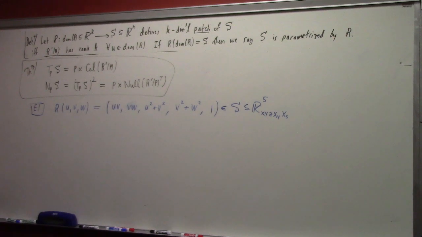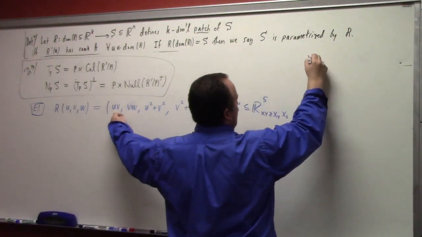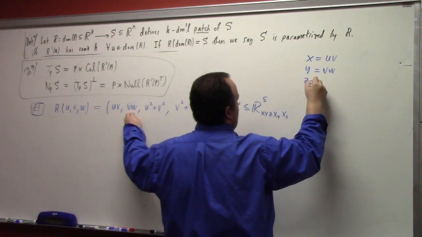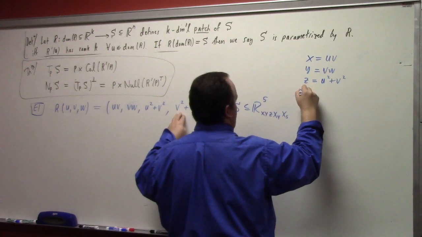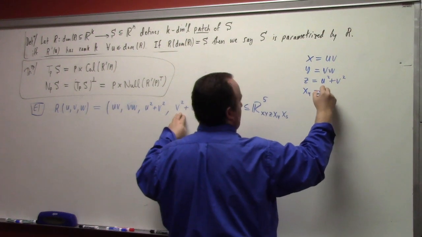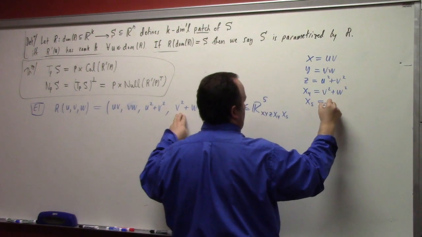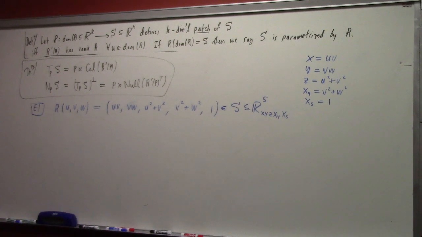Okay, in other words, if you wanted to think of it in terms of parametric equations, you have x is equal to uv, y is vw, z is u squared plus v squared, x4 is v squared plus w squared, and x5 apparently is equal to 1. So there will come a point later in the course where we want to think like that. So I'm just writing that down as something to keep in mind.